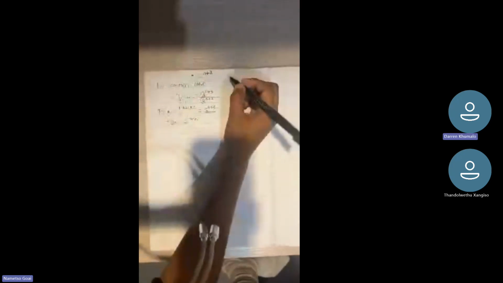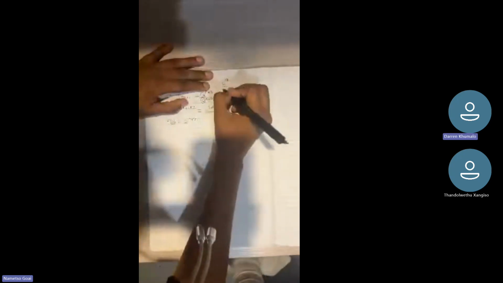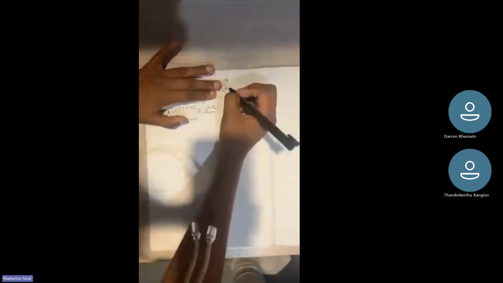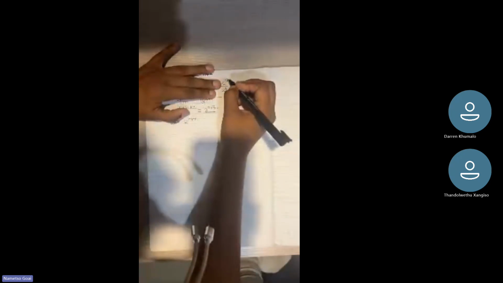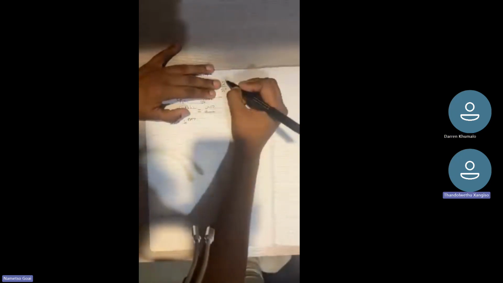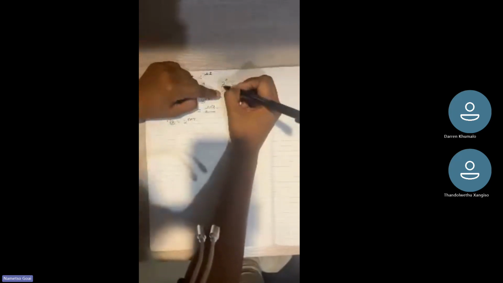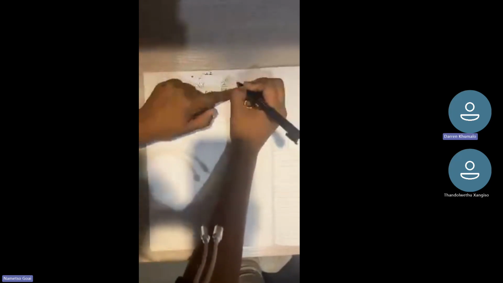Now from here, we can see that we have the same bases and we can just employ the laws of exponents. Remember, if we have 2 raised to the power a divided by 2 raised to the power b, the laws of exponents tell us that when we are dividing the same bases, you can just subtract the exponents. Because they have the same base, you can just rewrite them as 2 to the power a minus b.